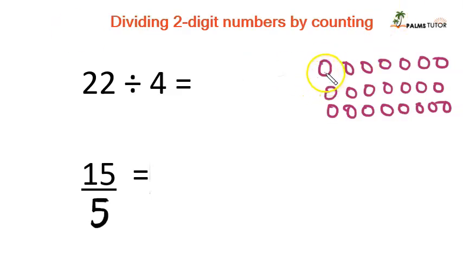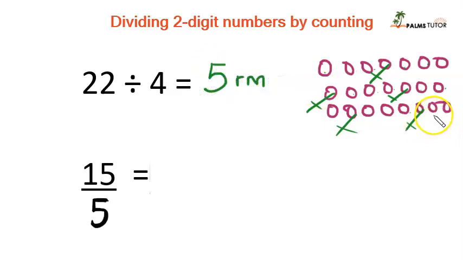So here we go. 1, 2, 3, 4. 1, 2, 3, 4. 1, 2, 3, 4. 1, 2, 3, 4. 1, 2, 3, 4. Oh, this is not up to 4, so we have a remainder. So how many groups do we have? 1, 2, 3, 4, 5. So I have 5. And I have remainder what? 1, 2. There's 2 left. So we have 5, remainder 2.